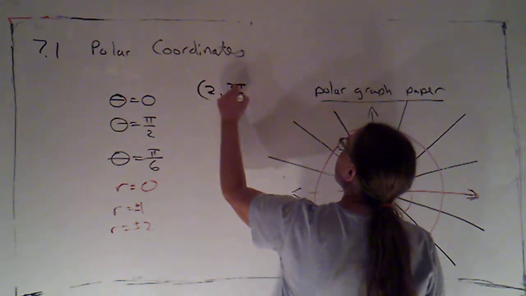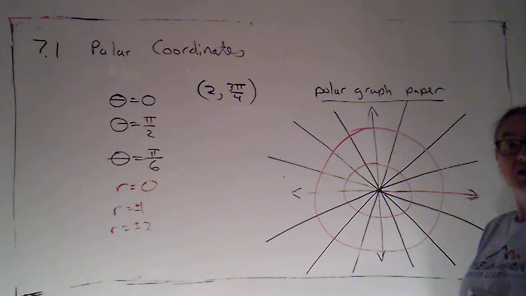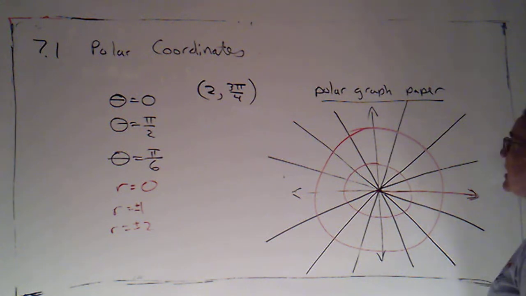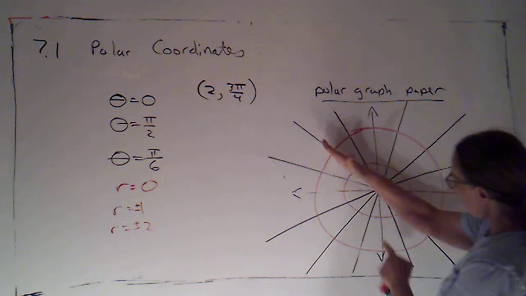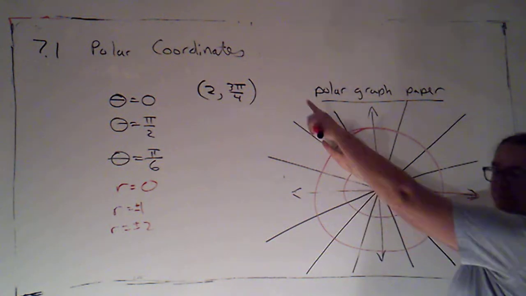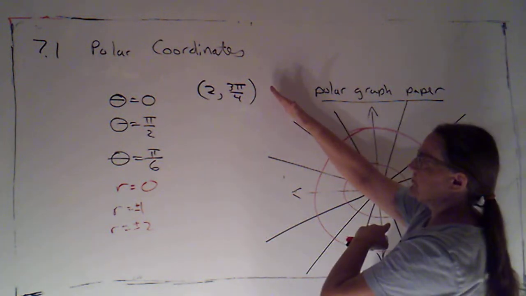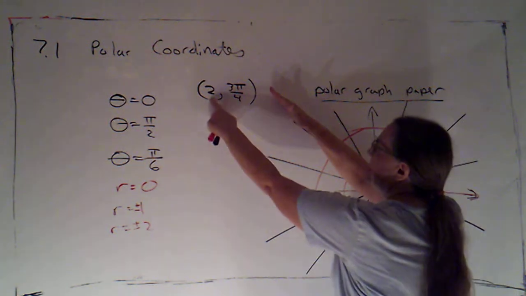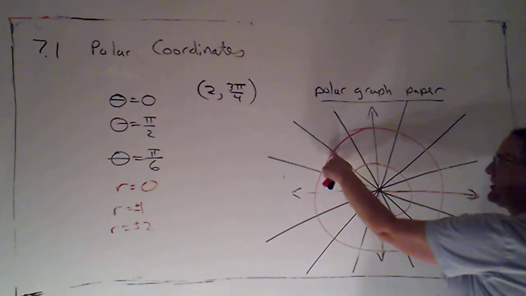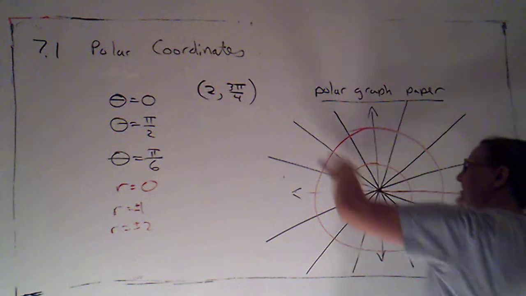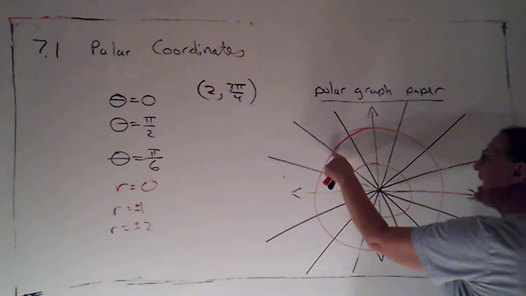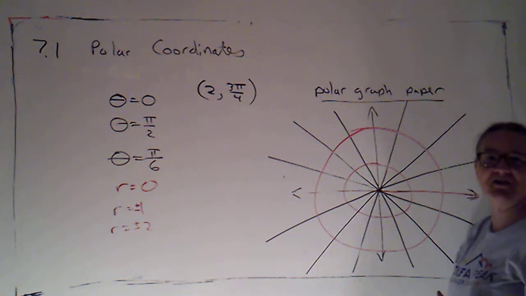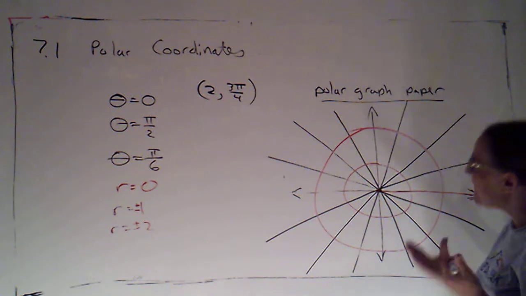But now notice, if I wanted to plot 3 pi over 4, I can do that. Okay. The 3 pi over 4 tells me it's going to be somewhere on this line, okay, where this is the positive direction. Okay. The radius is 2, it's going to be somewhere on this circle. So it's the intersection of the line corresponding to theta equaling 3 pi over 4 and the circle corresponding to r equals 2. Kind of neat.